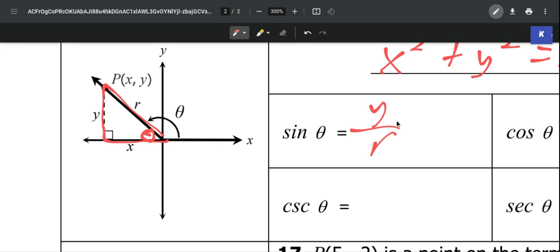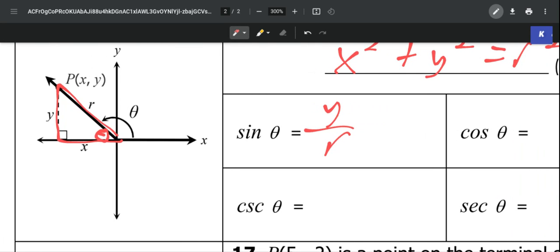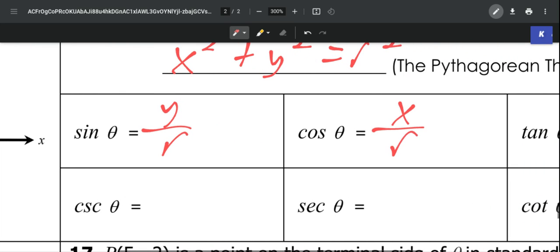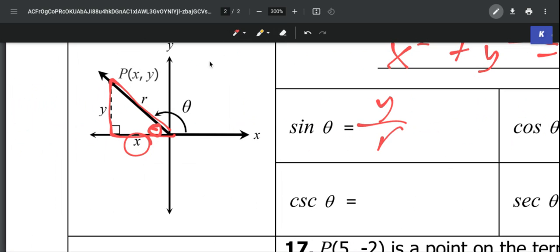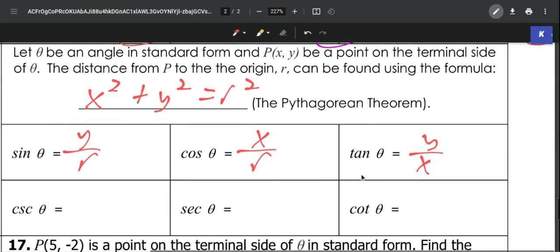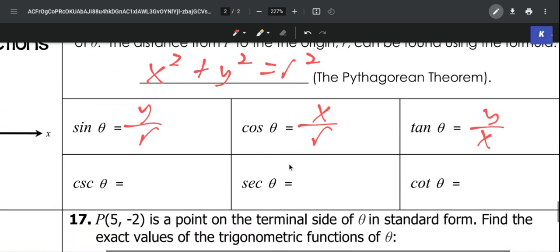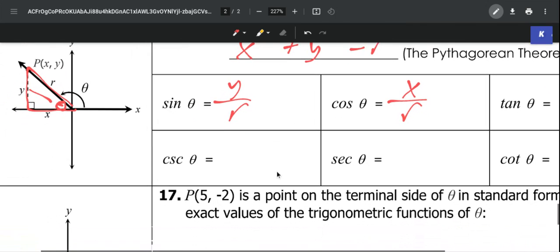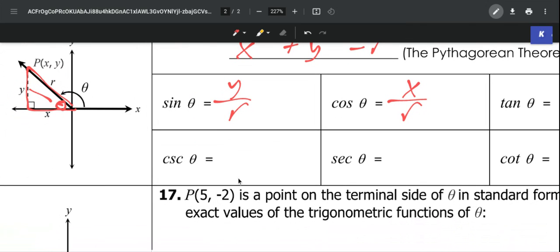Then cosine would be adjacent over hypotenuse. So the adjacent side would be x, and the hypotenuse would be r. Then for tangent, it would be opposite over adjacent. So opposite would be y, adjacent would be x, so we would have y over x. You could actually just memorize these if you wanted to, and it'll make life easier on you. But you don't have to, because we can just go through this same step with the example that we're going to look at.